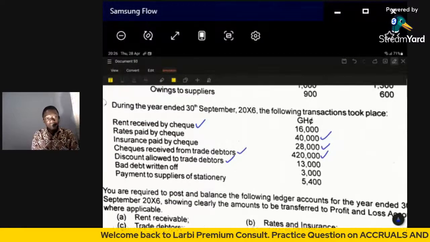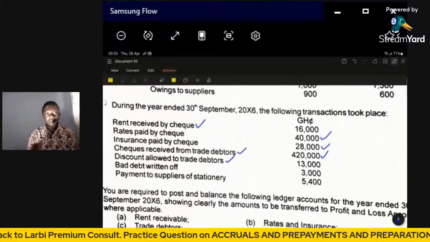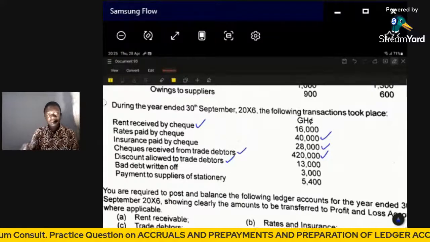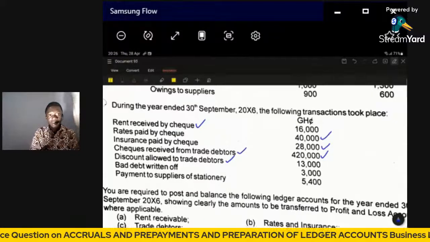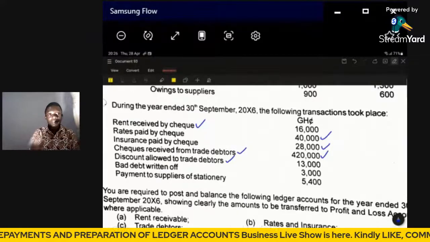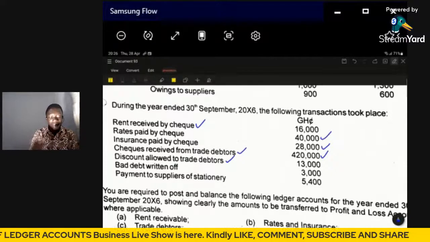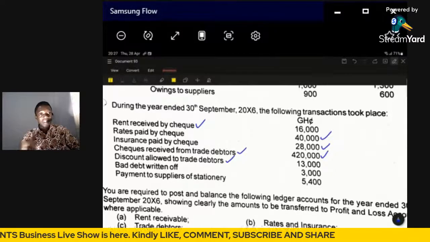So at the end of the day, instead of receiving a certain amount from the debtors, some of them didn't pay. Once they fail to pay, that amount we need to write off from our books. It becomes a debt that the business actually didn't receive from the debtors. So that becomes a bad debt. And bad debts are basically expenses.